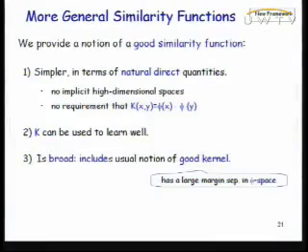More specifically, in our work, we provide the notion of a good similarity function for a given learning problem, which satisfies the following desirable requirements. First of all, it talks in terms of natural, direct quantities of the data. It does not reference implicit high-dimensional feature spaces, and it has no requirement that the similarity function corresponds to a legal dot product. Second, if the similarity function satisfies these properties, then it has good implications for learning. In other words, if we had a similarity function satisfying our requirements, then we could learn well. And finally, our notion is broad in the sense that it includes the usual notion of a good kernel function. By a good kernel function, I mean one that induces a large margin in the implicit high-dimensional feature space.